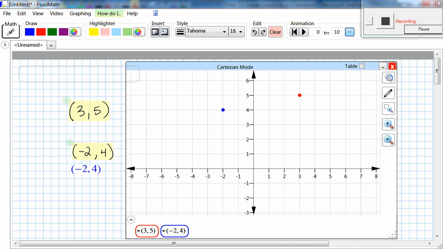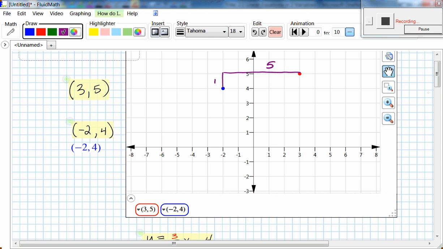Is my slope going to be positive, negative, 0, or undefined? What do you think? How do you know it's going to be positive? Yeah, it goes up from left to right. So if I were to figure this out, I go up how many units? 1 over how many units? Okay, so I have a slope of 1/5. Is that correct? Okay. So how do I get that algebraically now?